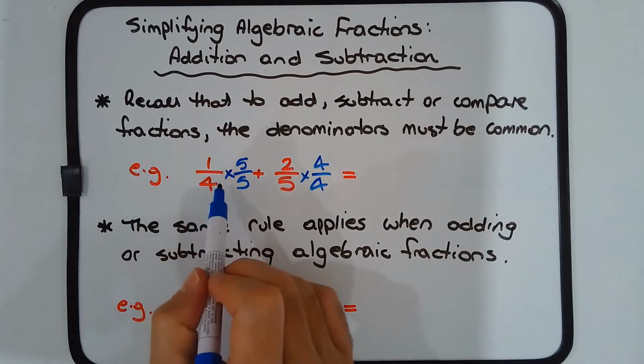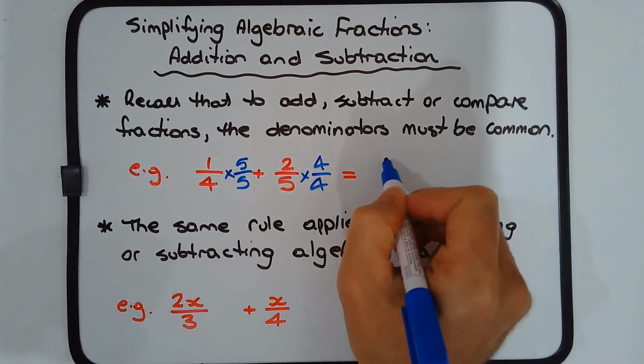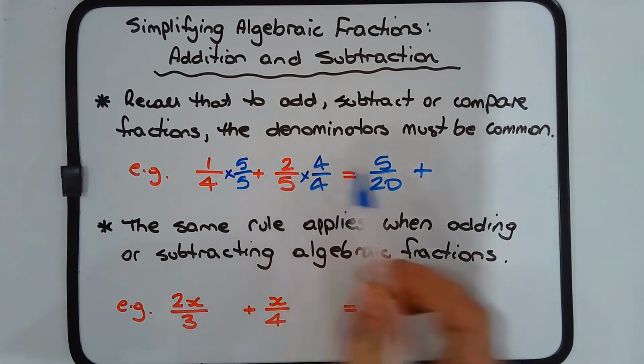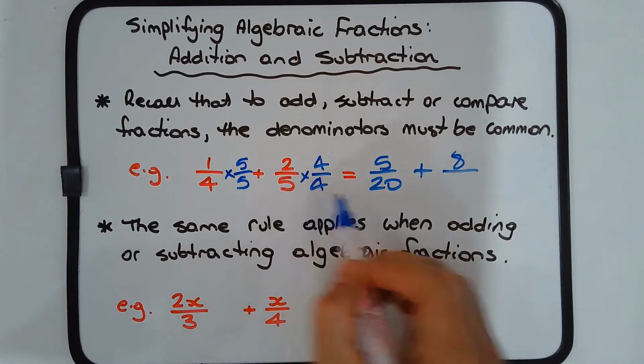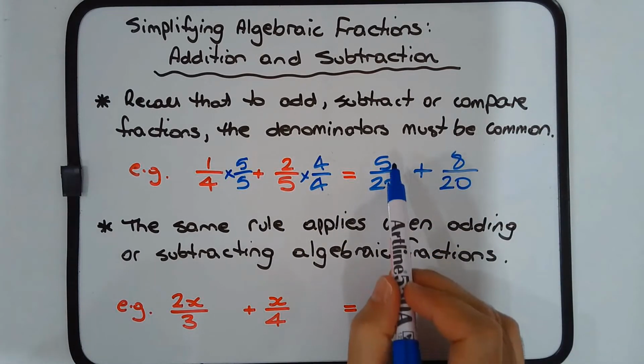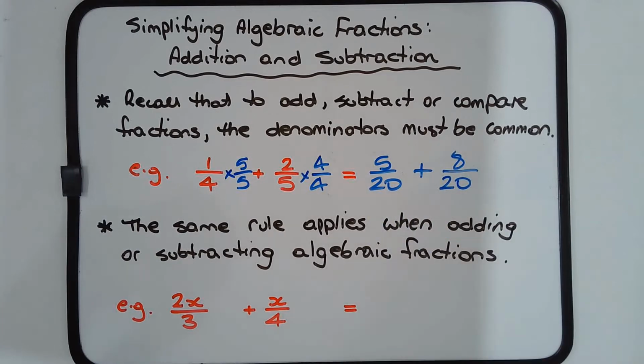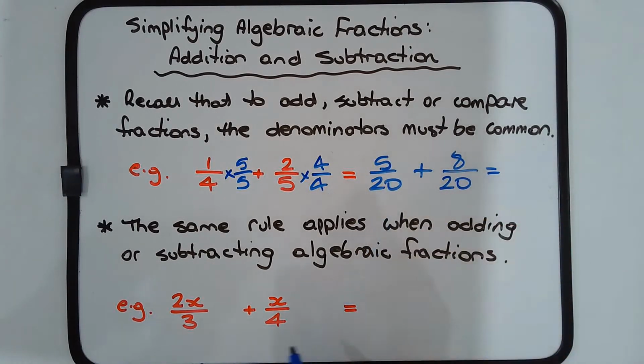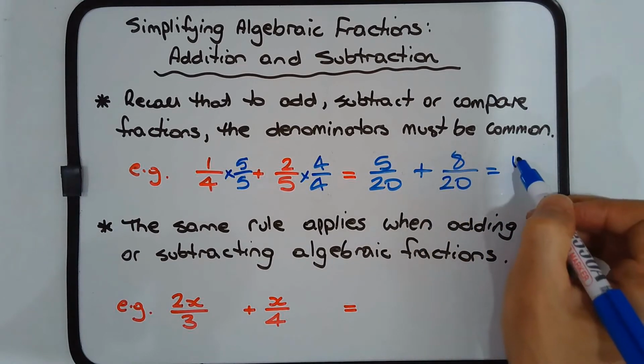So 1 over 4 times 5 over 5 is 5 over 20, plus 2 times 4 is 8 over 5 times 4 is 20. So now we have two fractions where the denominators are the same, so we can now add the numerators directly. So 5 over 20 plus 8 over 20 is 13 over 20.